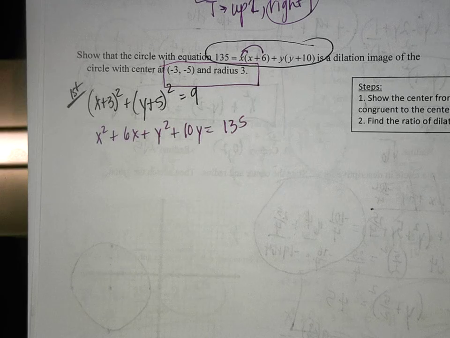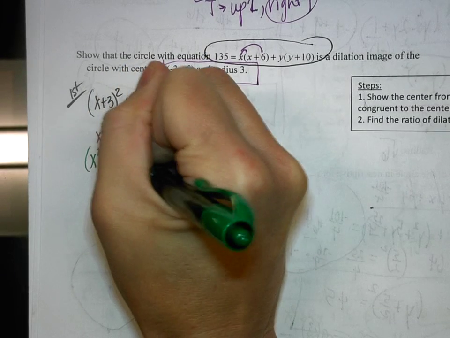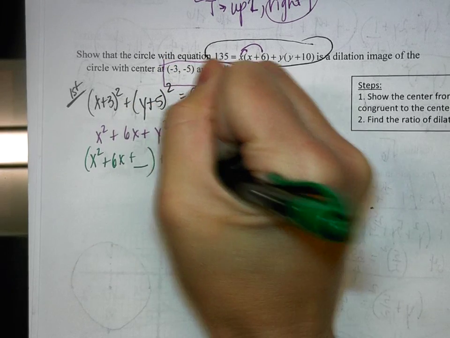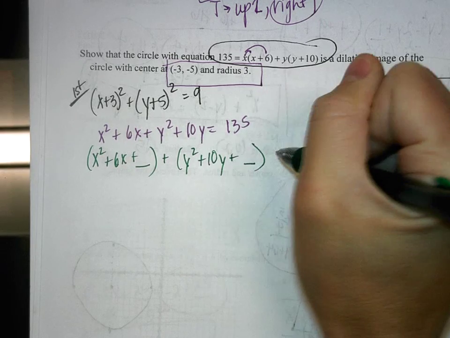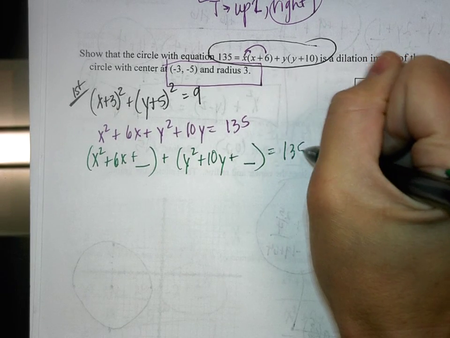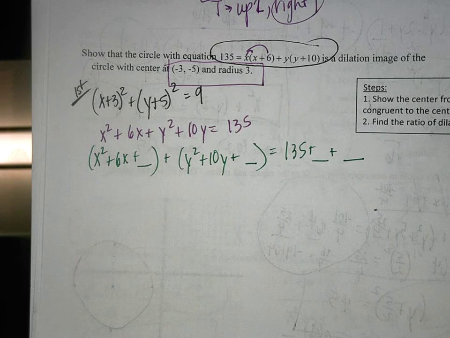Next, we're going to complete the square. So my parenthesis is going to be x squared plus 6x plus blank plus y squared plus 10y plus blank equals 135 plus blank plus blank. Okay, I think you guys could finish this on your own, but for time's sake, I'm just going to keep going through it. But up to this point, do we have any questions? Are we okay?